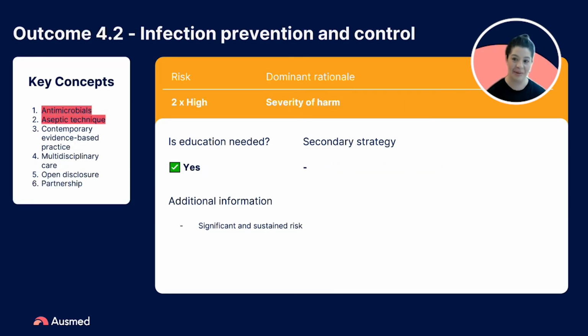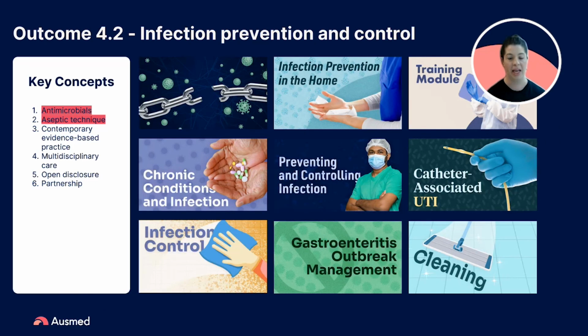Alrighty, I think anyone that doesn't see infection prevention and control as being high risk in 2024 may have slept through 2020, 2021, 22, 23. So of course, when we see antimicrobials, aseptic technique, anything infection control, our assessment is absolutely, this is high risk. We can prevent harm. There's significant and sustained risk associated with poor infection prevention and control practices. So of course, we recommend education on the particular topic.